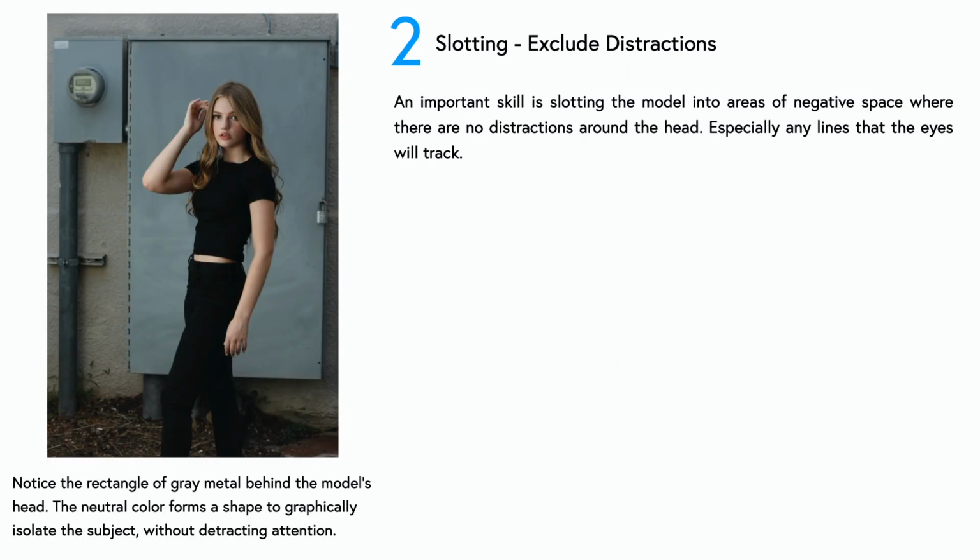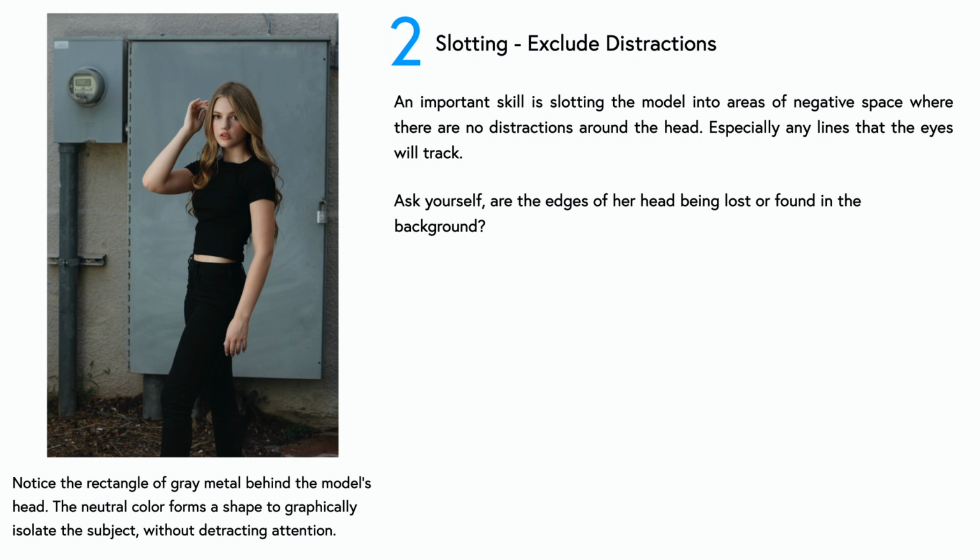2. Slotting. Exclude distractions. An important skill is slotting the model into areas of negative space where there are no distractions around the head, especially any lines that the eyes will track. Notice the rectangle of gray metal behind the model's head. The neutral color forms a shape to graphically isolate the subject without detracting attention.